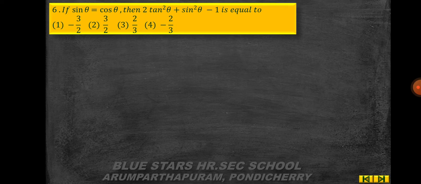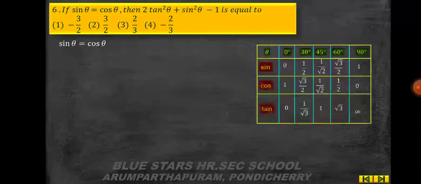Question number 6. If sin theta is equal to cos theta, then 2 tan square theta plus sin square theta minus 1 is equal to: option 1, minus 3 by 2; option 2, 3 by 2; option 3, 2 by 3; and option 4, minus 2 by 3. Sin theta is equal to cos theta.